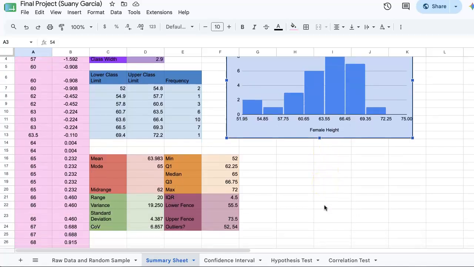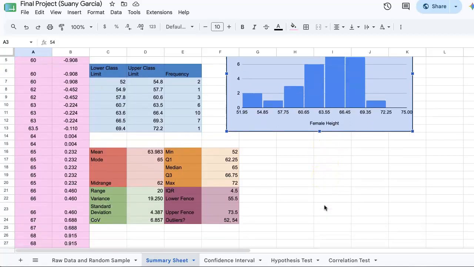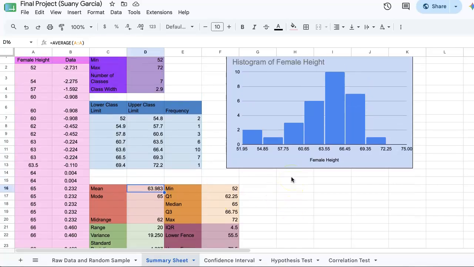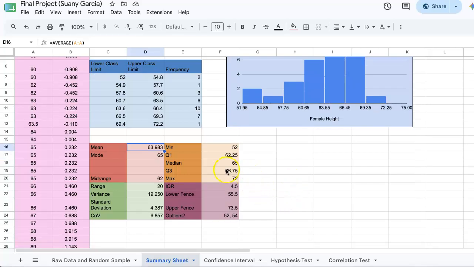And the most relevant measure of center would be the median, because it is resistant to the outliers, 52 and 54, whereas the mean, for example, is pulled towards the left because of the outliers. And the measurement closest to the mean of 63.983 would be 64 inches, and you can see that over here.